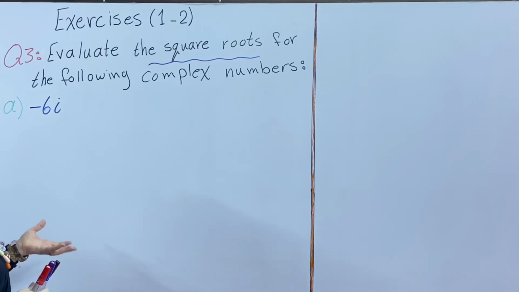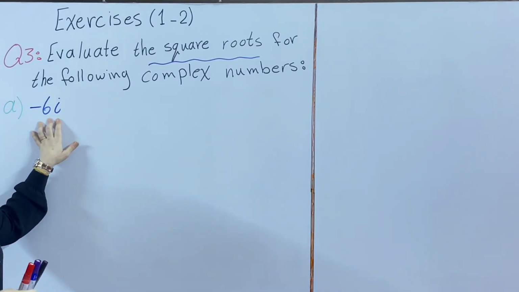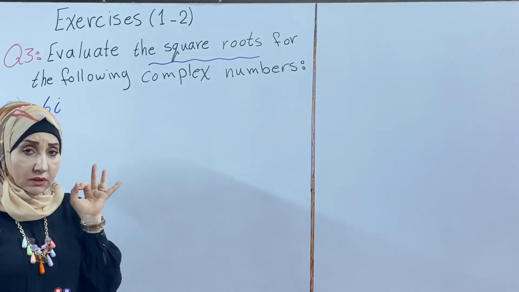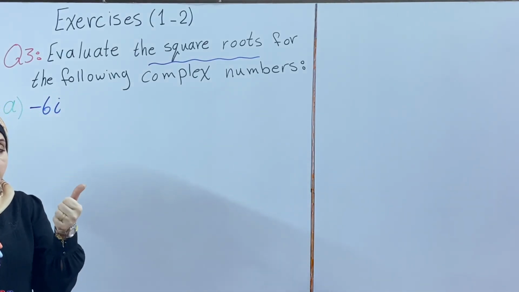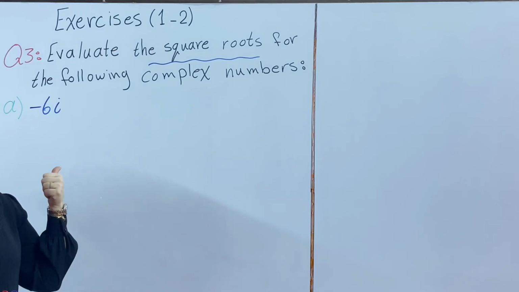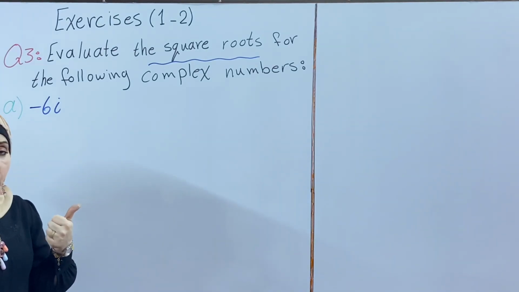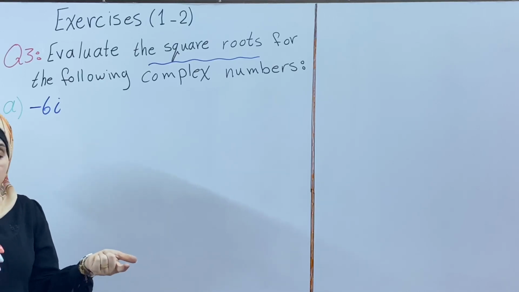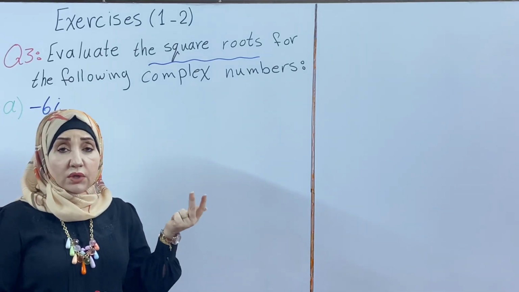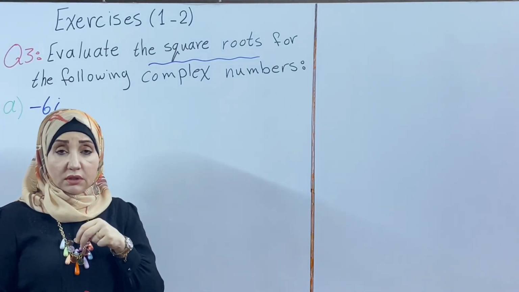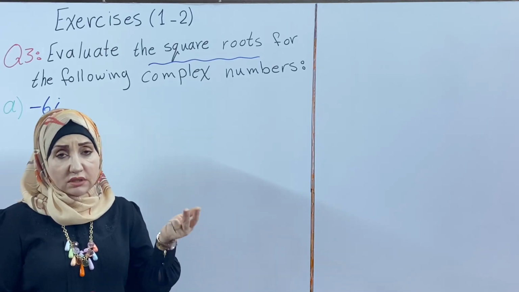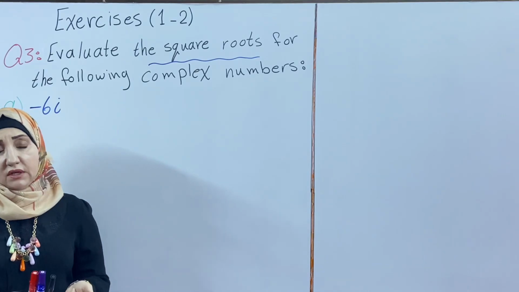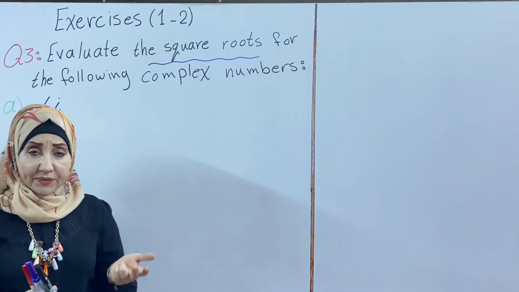We know that when we want to find the square root for any complex number, we will use 3 steps. These are, first, we will assume the square root for the complex number equal x plus yi. Second, we will square both sides. Third, we will get a system of 2 equations with 2 variables, and we solve the system to find the values of x and y.